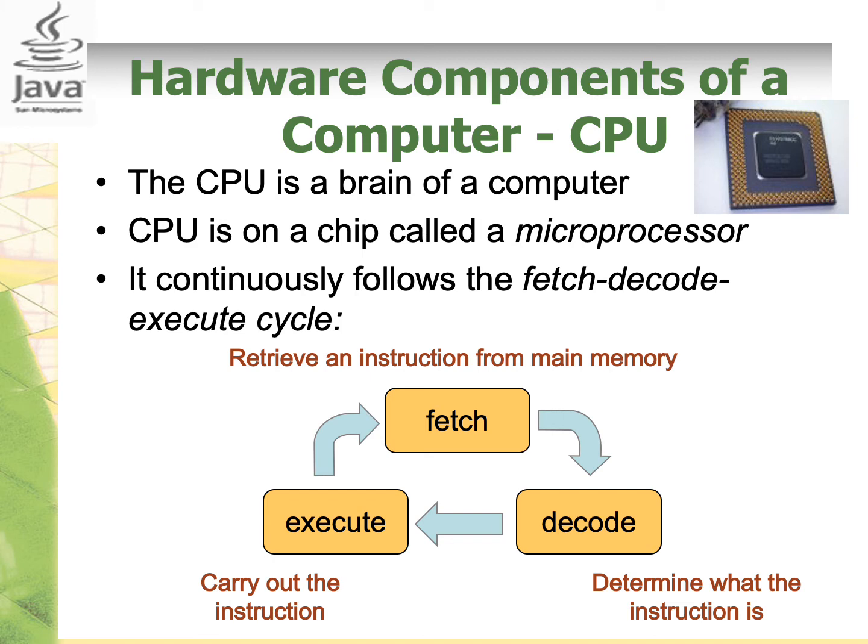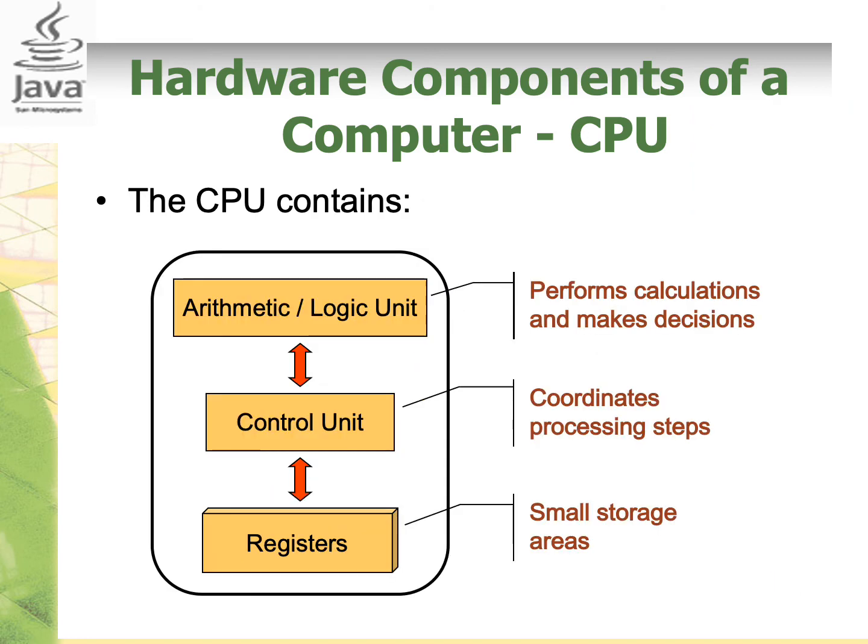The CPU continuously follows the fetch, decode, and execute cycle. As we have seen before, the instructions are retrieved from the main memory, which is the RAM, a temporary memory that is directly connected to the CPU. It then determines what the instruction is, and in the execute part, it will carry out the instruction. The CPU contains the arithmetic logic unit, which performs calculations and makes decisions. There's also the control unit, which coordinates the processing steps, and there are also registers, which are small storage areas.